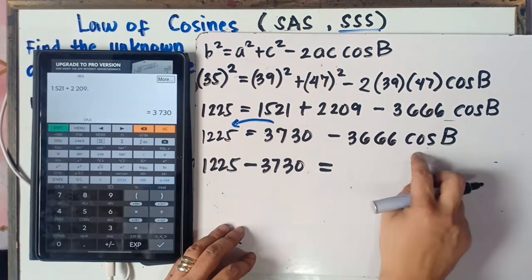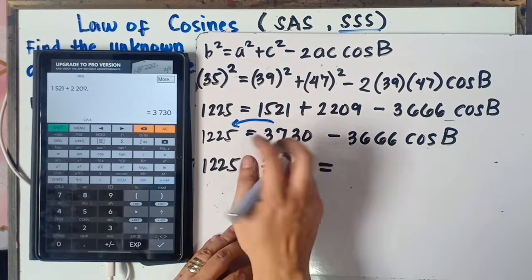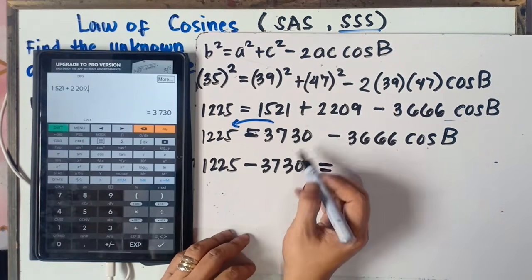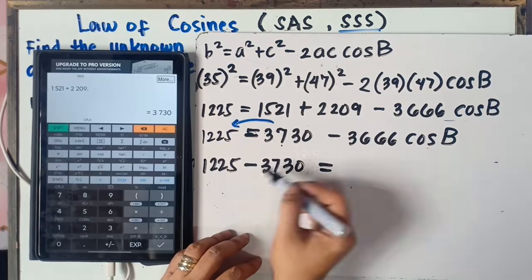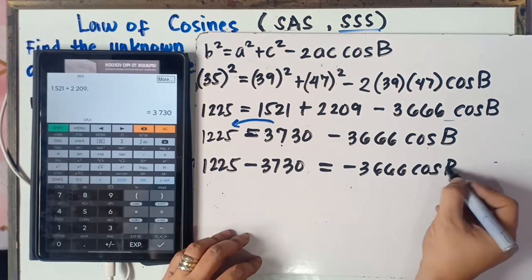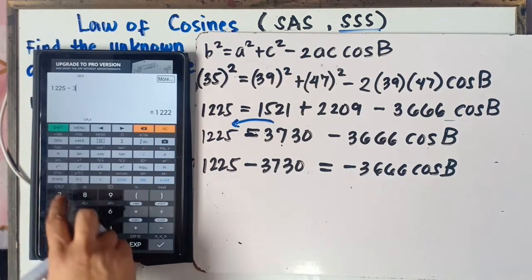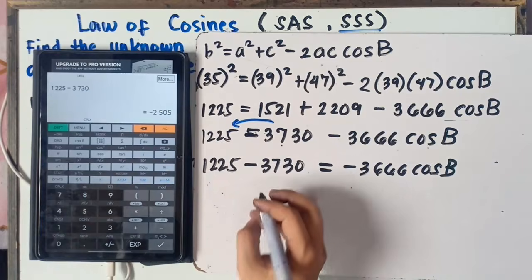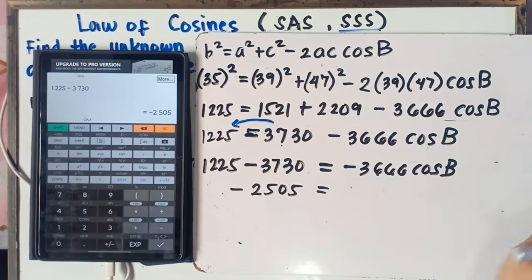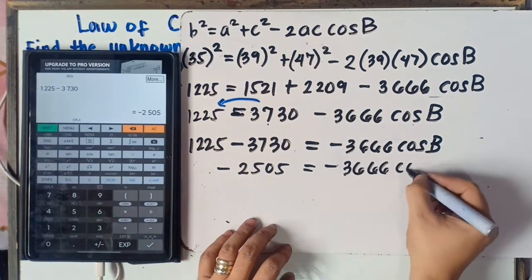Do not change the sign of negative 3666 because negative 3666 is still on the right of this equal sign. We only transpose 3730. So this is positive, it will become negative. Simply copy this one. Alright, do it step by step. Subtract this one, class: 1225 minus 3730. So you will have negative 2505 is equal to, so we have negative 3666 cosine B.